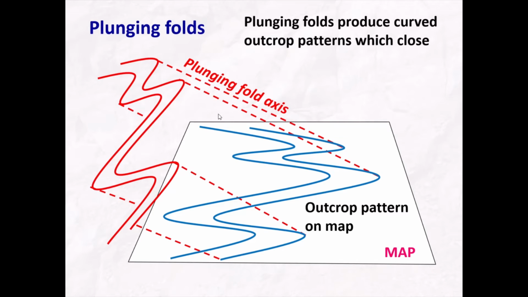And then if you were to imagine that plunging fold hit a map surface, a ground surface, then you'd see that kind of S-shape outcrop pattern on the map. So whenever you see this sort of outcrop pattern in the map, if you can rule out it being a product of horizontal strata intersecting the landscape, or tilted strata intersecting valleys and so on, then you know that you're dealing with plunging folds.